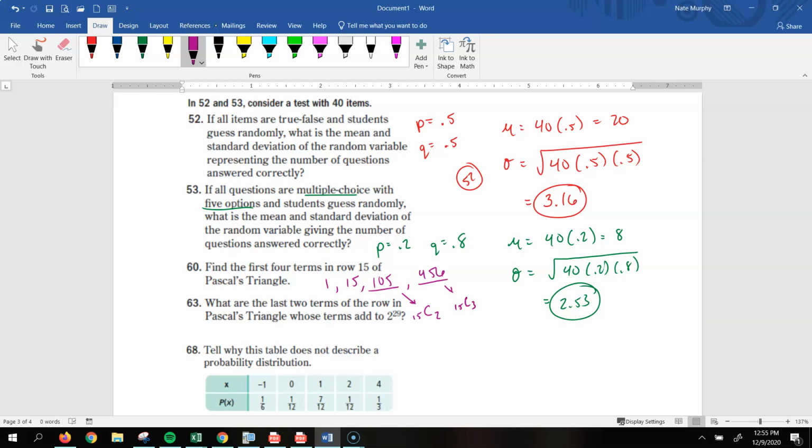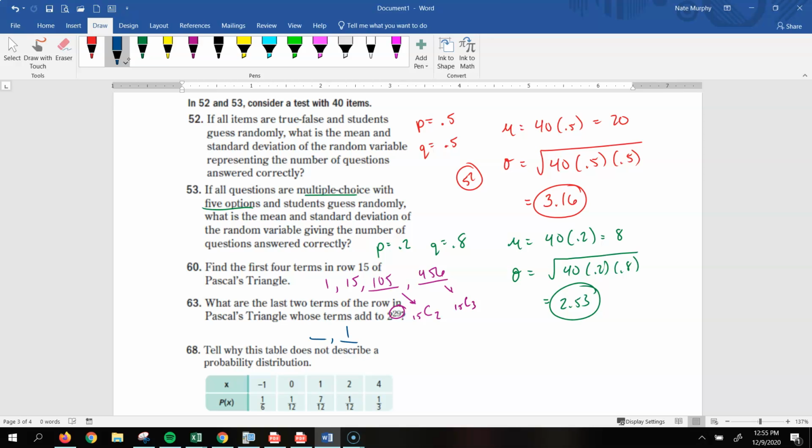For number 63, what are the last 2 terms of the row in Pascal's triangle whose terms add up to 2^29? Now remember, the sum of any row is 2 to the nth power, whatever row we're in. So this tells me I'm in the 29th row. And the last term of any row is always going to be 1. Okay, so the last term is 1.